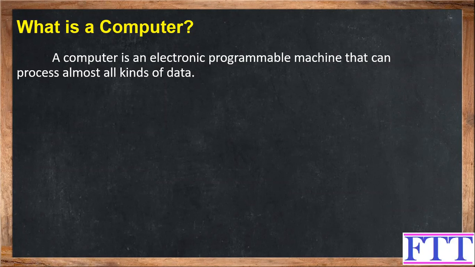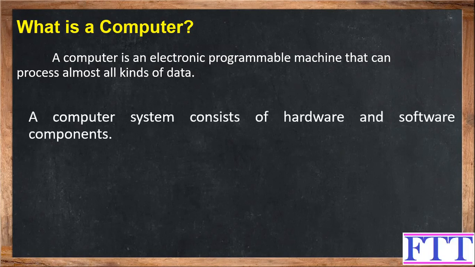So just to elaborate a little bit, very simple. A computer will take some specific inputs. The user can pass whatever kind of inputs he wants. The computer makes some computation, then it will give some desired output. That is what we call a computer. So the simple definition: a computer is an electronic programmable machine that can process almost all kinds of data.